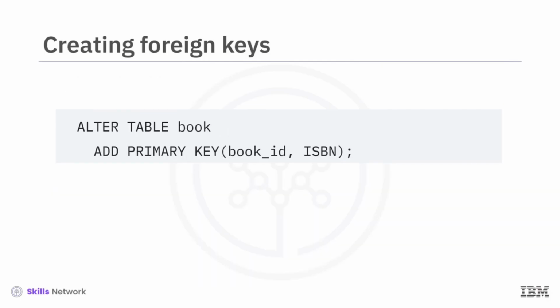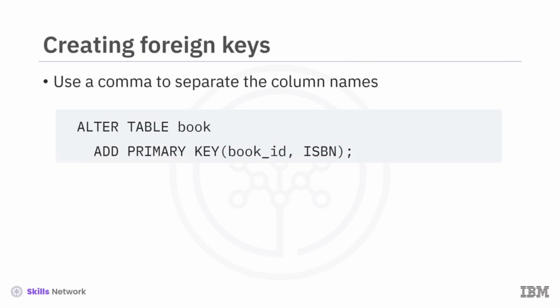Alternatively, you can create a primary key on an existing table by using the Add Primary Key clause of the Alter Table statement, and again, in the parentheses, state the name of the column or columns that will be the primary key. Note to use a comma to separate the column names when using multiple columns for a primary key.